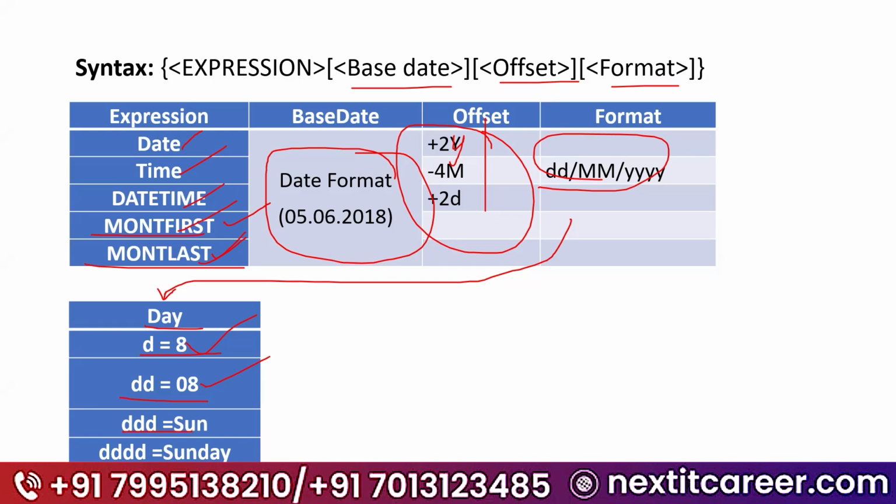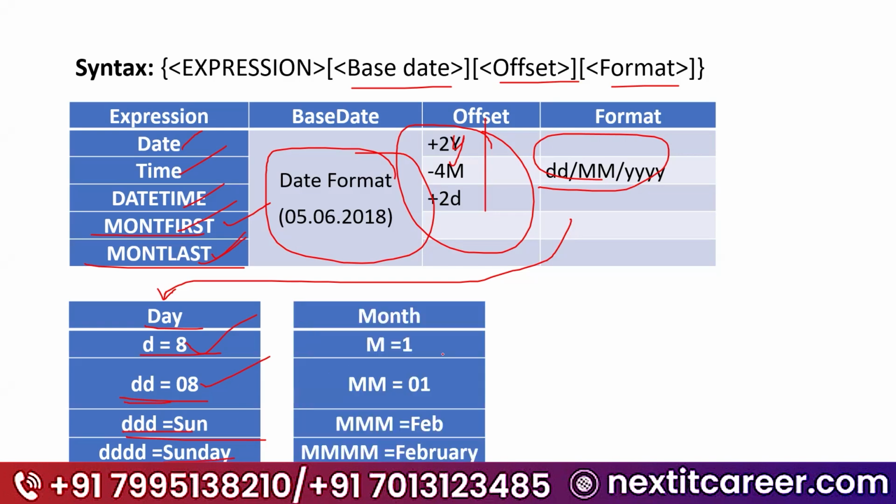See, guys, the day: D equals 8, DD equals 08, DDD equals Sun, the first three letters of the day, which is Sunday. Now in this way you can go for the months. M equals 1, MM equals 01, 3 Ms equals Feb, and 4 Ms equals the full name like February, May, June, July. In the format, if you give 1 D it will take 8. If you give 2 Ds it will take 08. If you give 3 Ds, the output would be in this way.